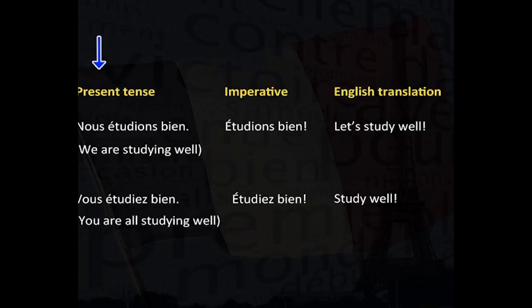Similarly, nous and vous are also not used before the verb. In the present tense, it is nous étudions bien. We are studying well. And in the imperative, étudions bien. Let's study well. Vous étudiez bien. You are all studying well becomes étudiez bien. Study well. So the first important thing about constructing the imperative is the omission of the subject pronouns.